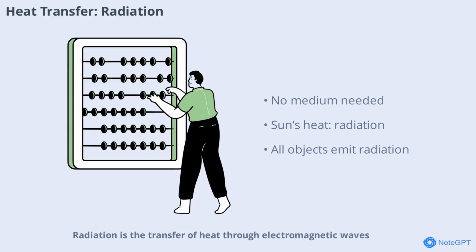Radiation is the transfer of heat through electromagnetic waves without the need for a medium. The sun's heat reaches Earth by radiation, traveling through the vacuum of space. All objects emit some thermal radiation, but hotter objects emit more. This process is crucial in understanding how energy moves in the universe and affects our daily lives.